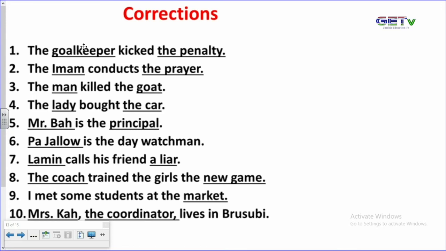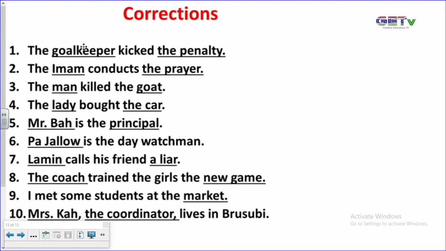He kicked. So the penalty, also a noun, is functioning as object because it receives the action of the verb done by the subject. Here, the subject did something. What did he do? He kicked. What did he kick? The penalty. So the penalty here receives the action.